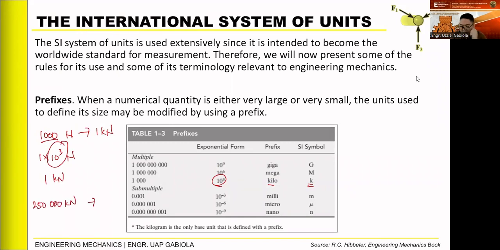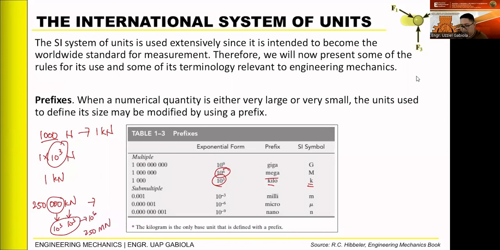Ilang meganewtons meron tayo? Okay? So, si mega ay 10 to the 6, no? Okay? So, meron tayong kilonewtons. So, pwedeng gawin natin, di ba si kilo ay 10 to the 3, no? Kailangan natin ng another 3. So, pwedeng itong tatlong zero na to is 10 to the 3 ulit. So, para maging mega newton, pag pinag-plus natin, this is 10 to the 6, no? So, this is equivalent na sa 250 mega newton.